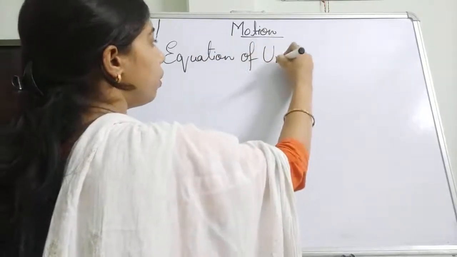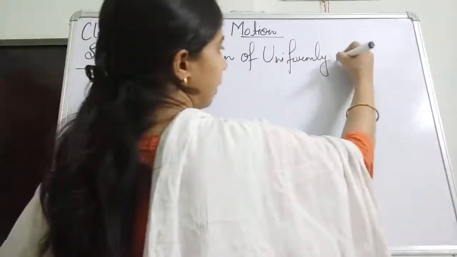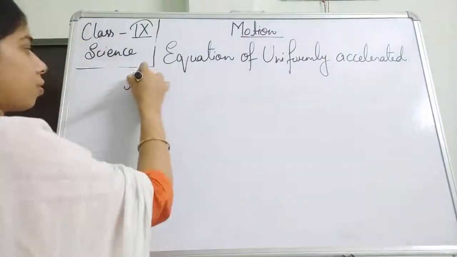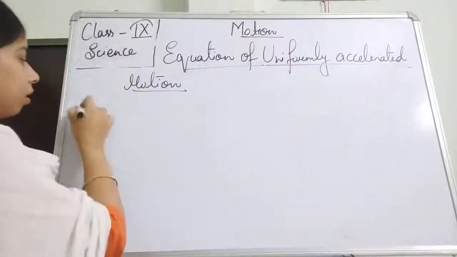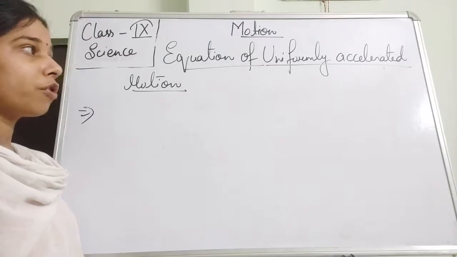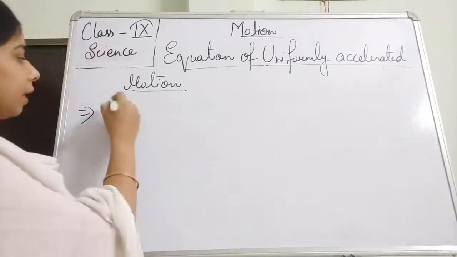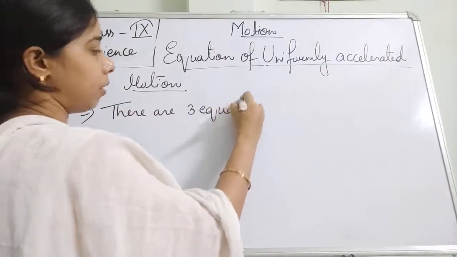Equation of uniformly accelerated motion. Basically, there are three equations of motion if a body is moving with a uniform acceleration, students. So we can say there are three equations of motion.